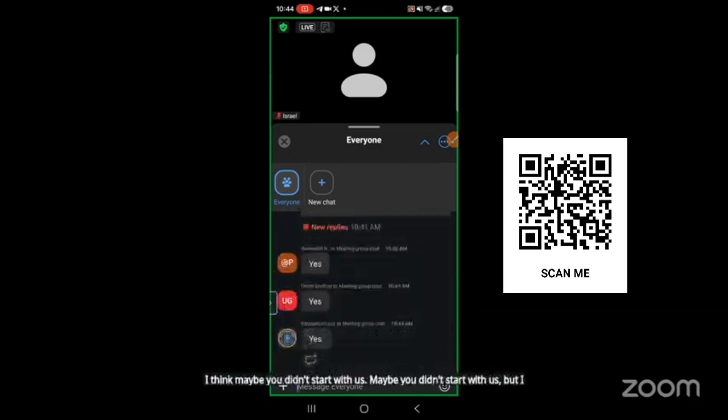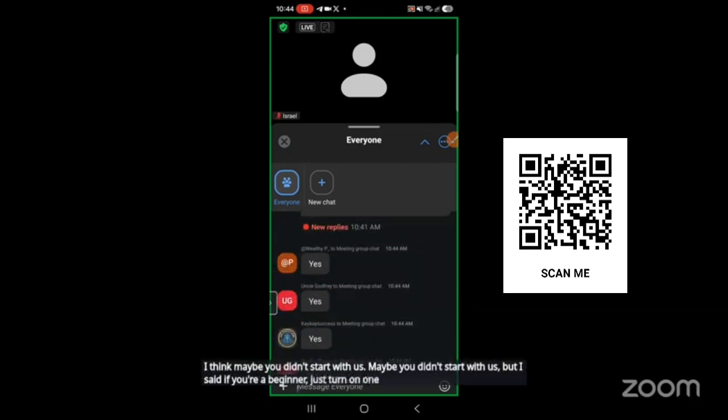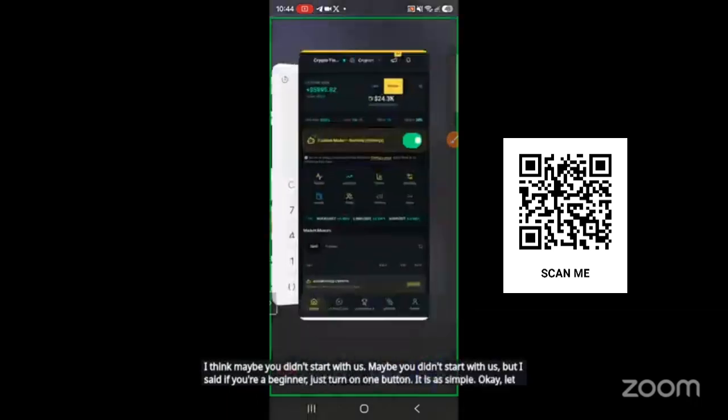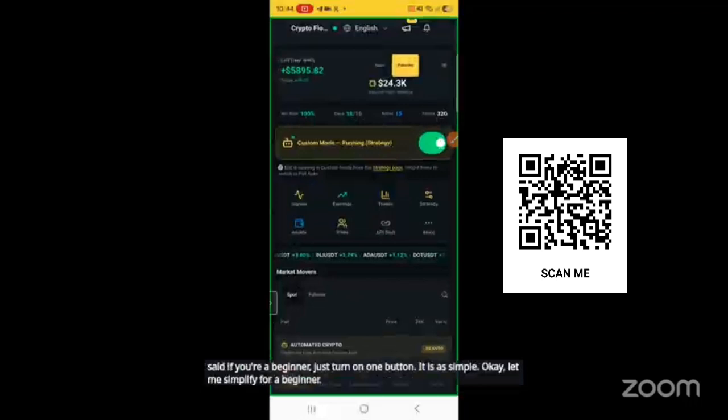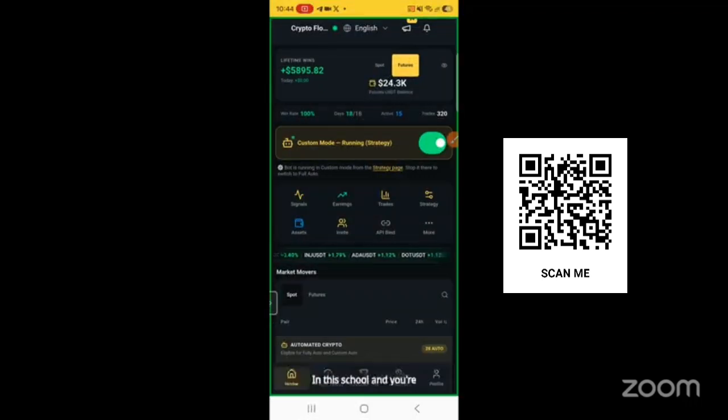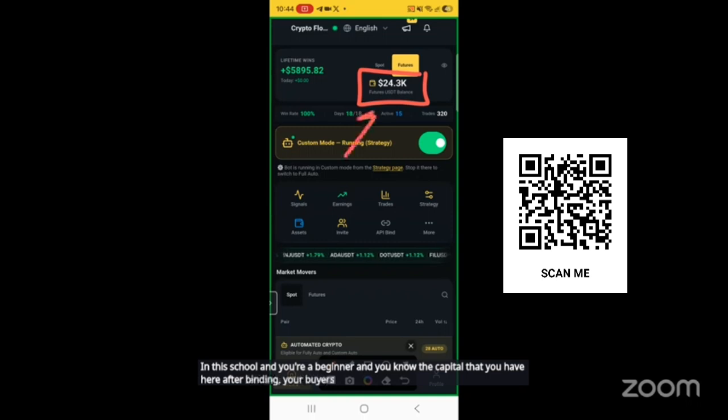But I said if you're a beginner, just turn on one button. It is as simple. Let me simplify for a beginner. If you're on this call and you're a beginner, and the capital you have here after buying your Binance or Bybit account is $400 and above, just do this.